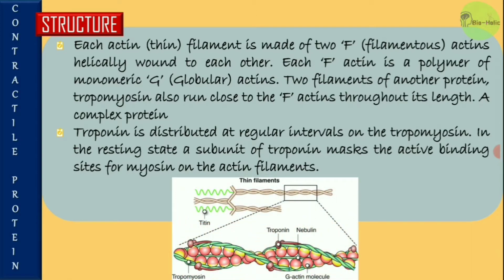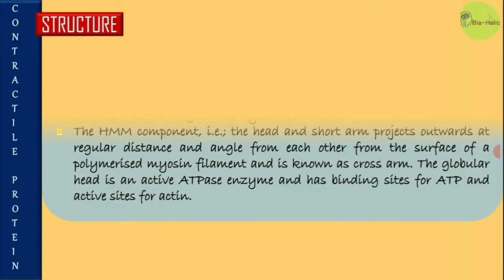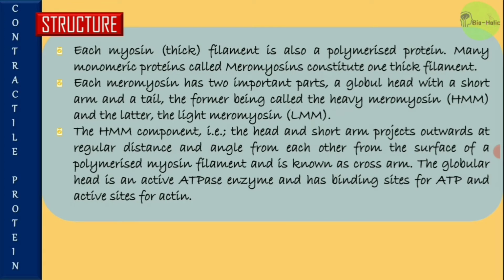Here you can see the tropomyosin, troponin and G-actin molecule present in the thin filaments. Okay? On the other hand, each myosin filament is also a polymerized protein. This is also called as thick filament. Many monomeric proteins called meromyosins constitute one thick filament, and each meromyosin has two important parts, a globular head with a short arm and a tail, the former being called the heavy meromyosin or HMM, and the latter, that is the tail, is the light meromyosin or LMM.